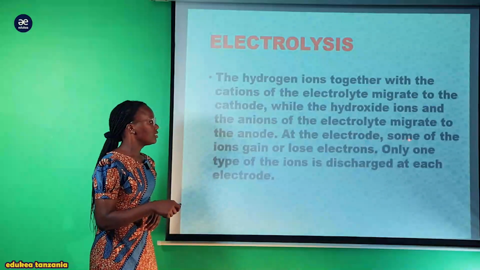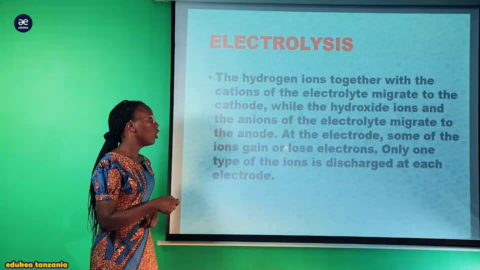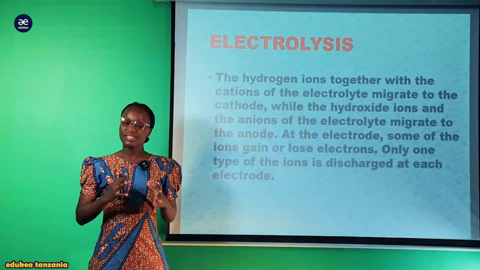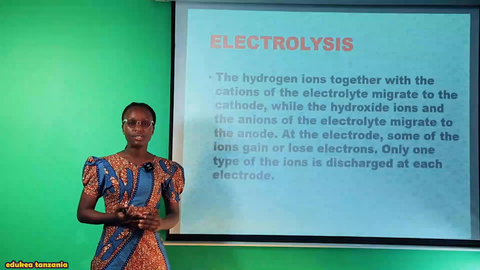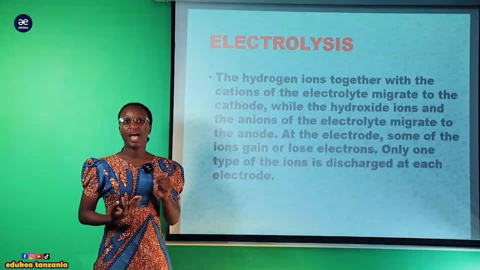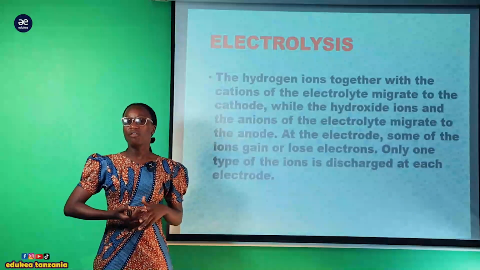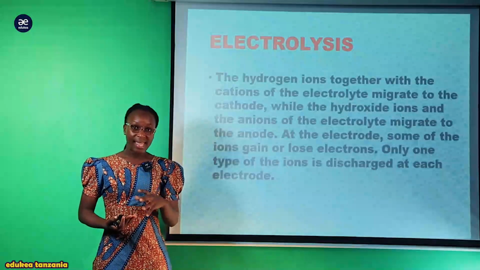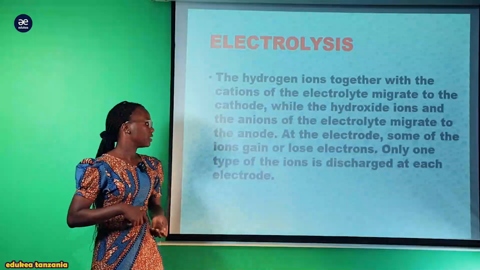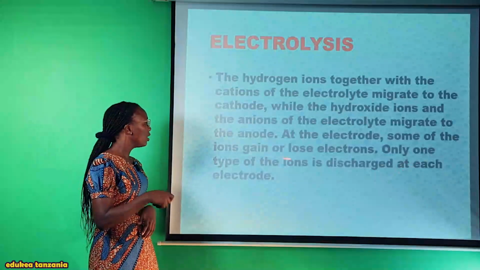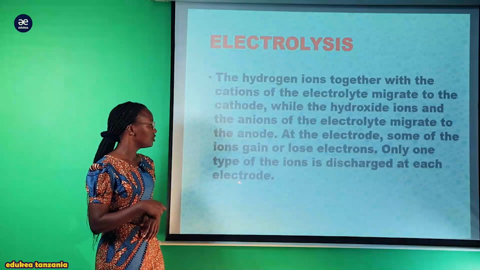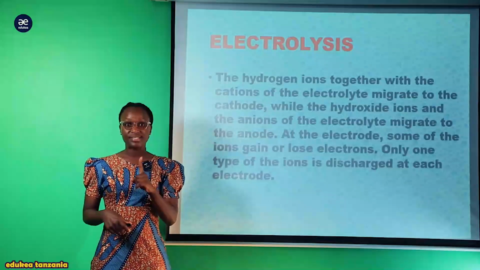At the electrode, some of the ions gain or lose electrons, kwamba kwenye electrode tunajua kwamba some of the ions zitakuwa zinalose au zinagain, na zile ambazo zinalose tunajua ni positive charged ions ambazo ziko kwenye cathode. Vile vile zile ambazo zinagain tunajua kwamba ni negative charged ions ambazo ni katika anode. Now only one type of the ion is discharged at each electrode.